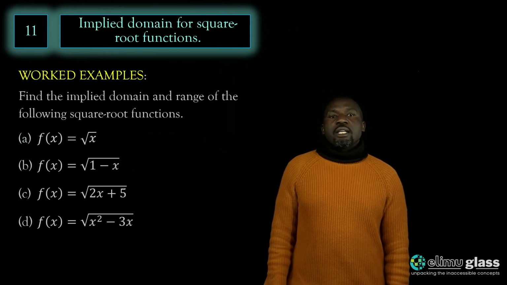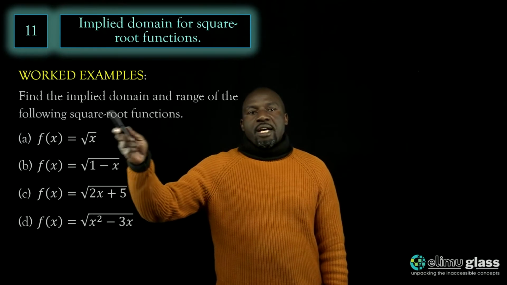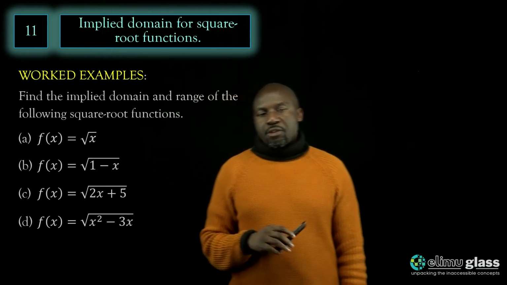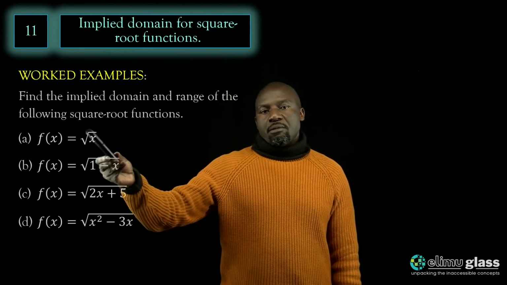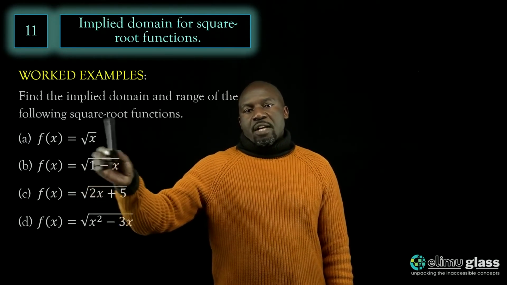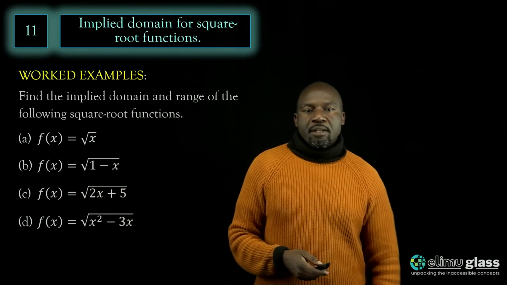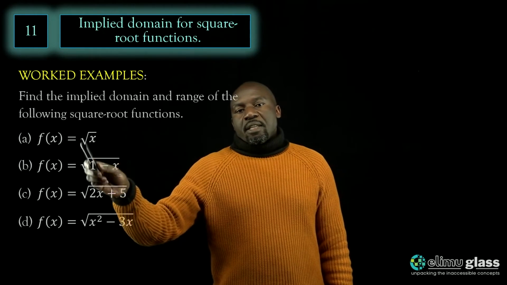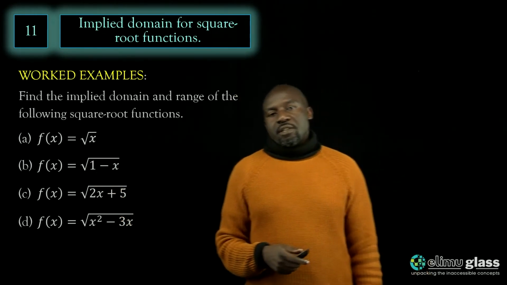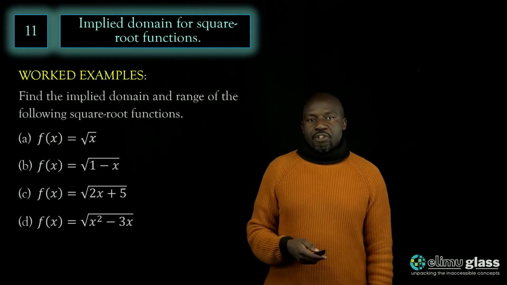Okay? Now, why is that useful? Now we go to this question. Find the implied domain and range of the following square root function. So let's start with very easy, all right? The number inside the square root sign is called the radicand, or just in general, we call it the argument of the function, right?